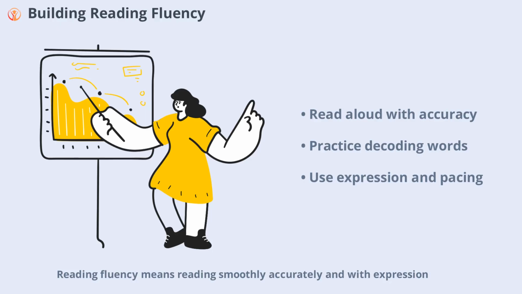Reading fluency means reading smoothly, accurately, and with expression. In this unit, you'll practice reading aloud at an appropriate rate, paying attention to punctuation, and using your voice to show meaning. We'll have short mini-lessons on decoding multisyllabic words and understanding word parts, which will help you read more challenging texts. As your fluency improves, you'll find it easier to understand and enjoy what you read.